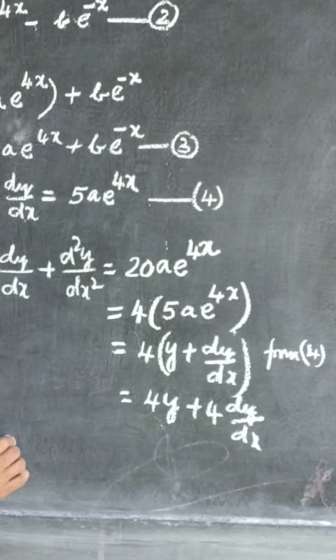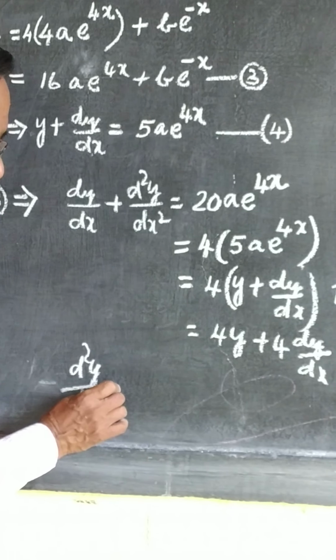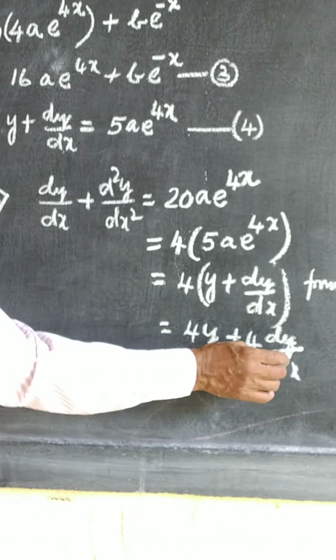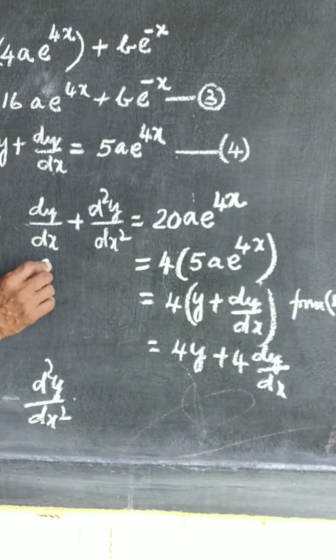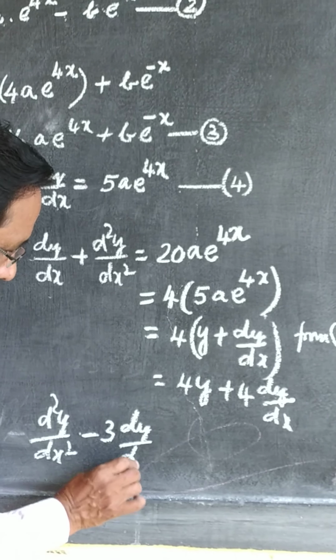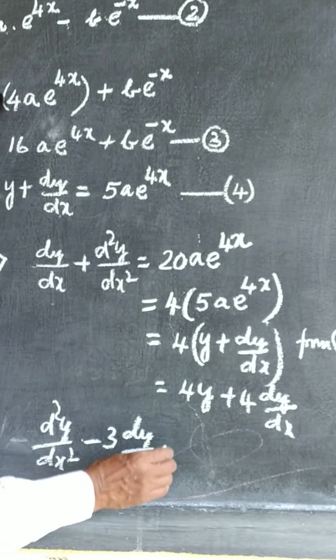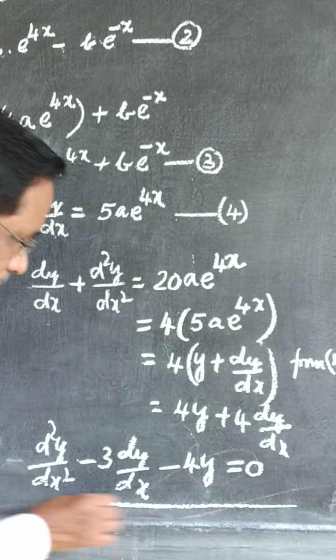Now already you have the second derivative d square y by dx square. When you take this 4 dy by dx to the left hand side, it becomes minus 4. Already there is 1 dy by dx in the left hand side, and therefore you get minus 3 dy by dx. Again, this 4y is taken to the left hand side, minus 4y. So totally this is equal to 0.